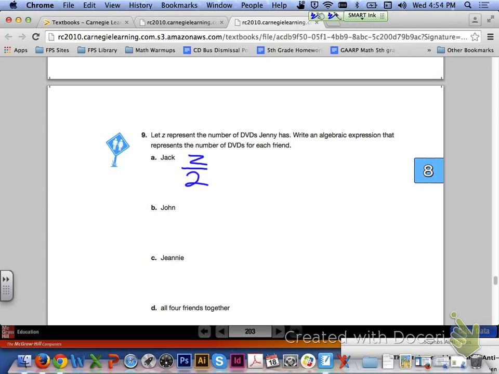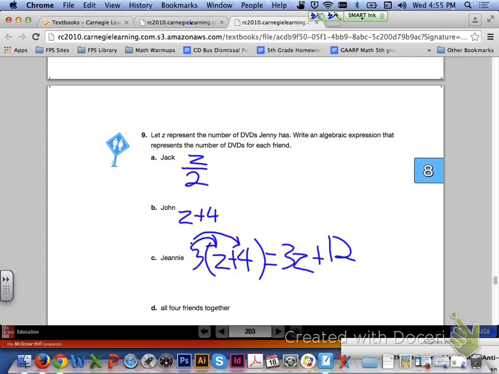John, remember, has 4 more than Jenny. So he would have Z plus 4. And Janine has 3 times as many as John, so she would have 3 multiplied by all of what John has, which is Z plus 4. And we can again distribute that, so 3 multiplied by Z and 3 multiplied by 4. 3 multiplied by Z is 3Z, plus 3 multiplied by 4 would be 3Z plus 12 DVDs for Janine.